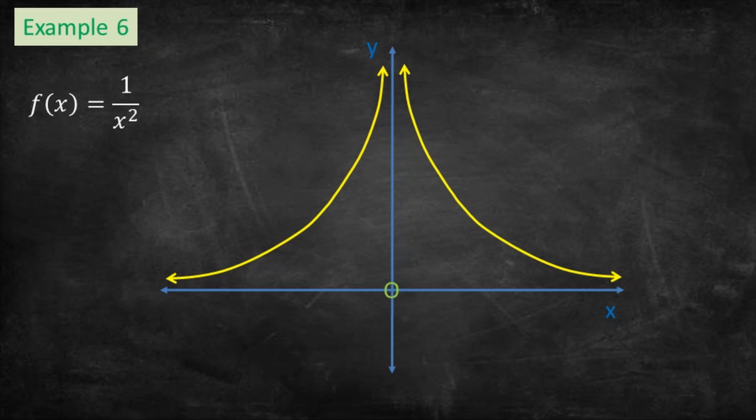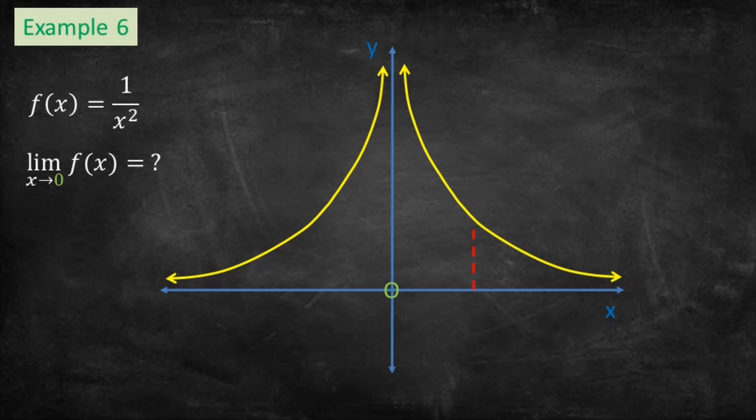Let's say we want to find the limit of f of x as x approaches 0. Once again, we could use a table and plug in values closer and closer to 0 and find the corresponding function values. But in this case, we'll just use the graph to see what happens to the function values as we get closer to 0.